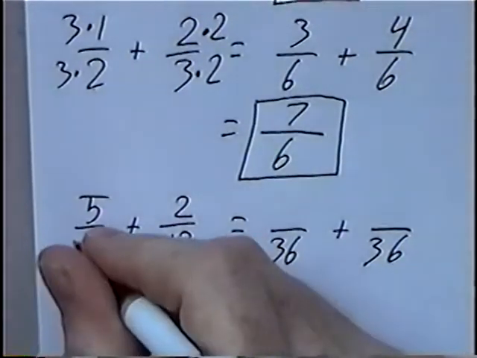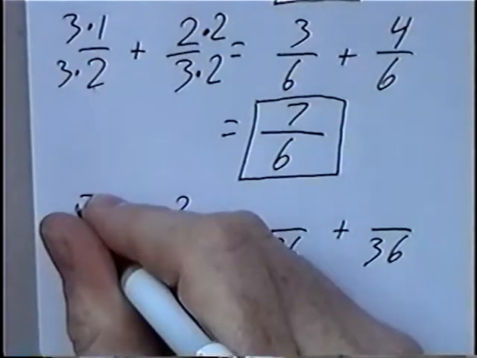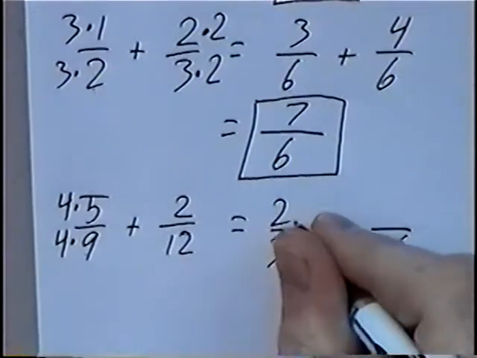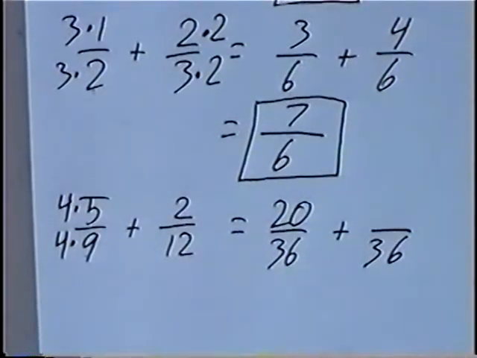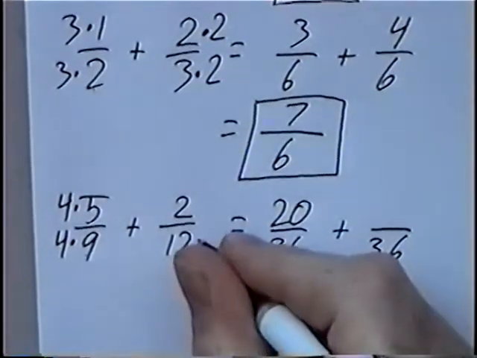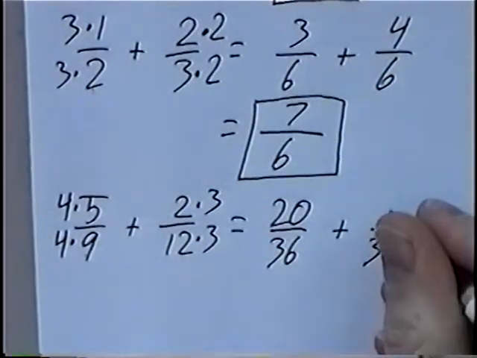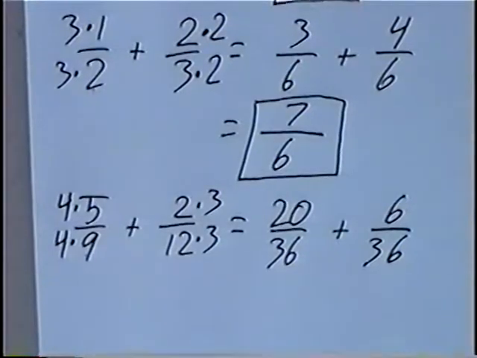9 times 4 would be 36. So we'll multiply the numerator and denominator by 4. So the numerator 4 times 5 would be 20. 12 times 3 would be 36. So the numerator 2 times 3 would be 6 over 36.